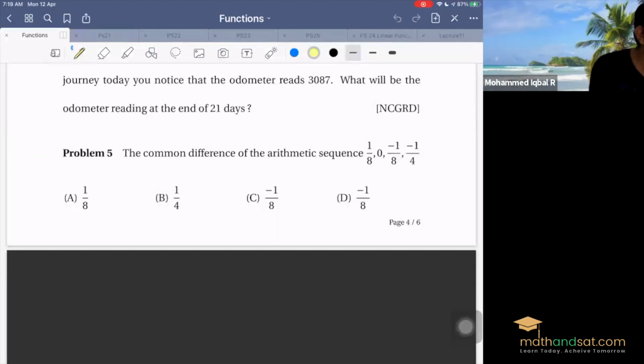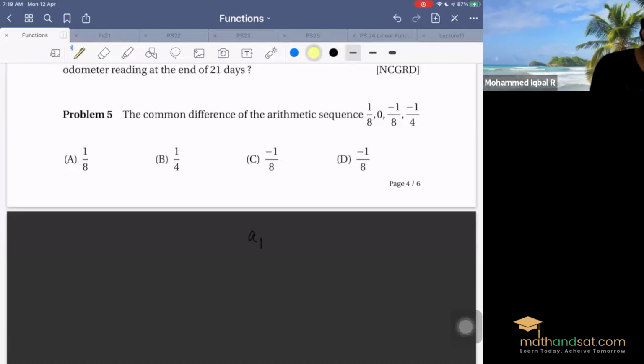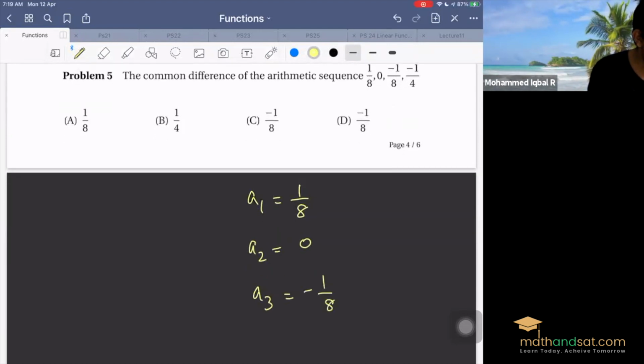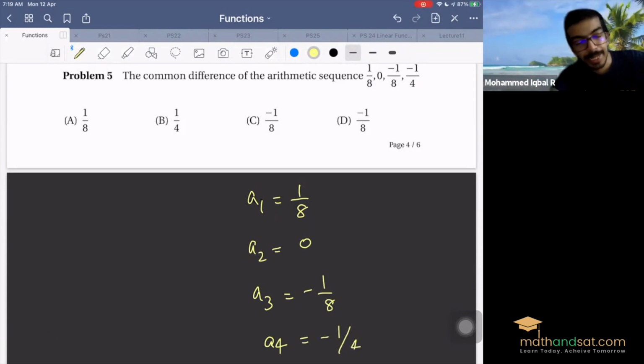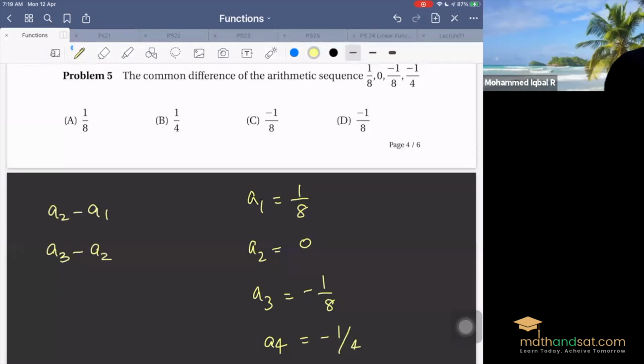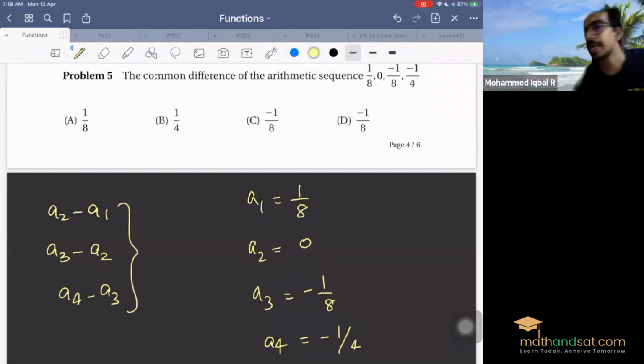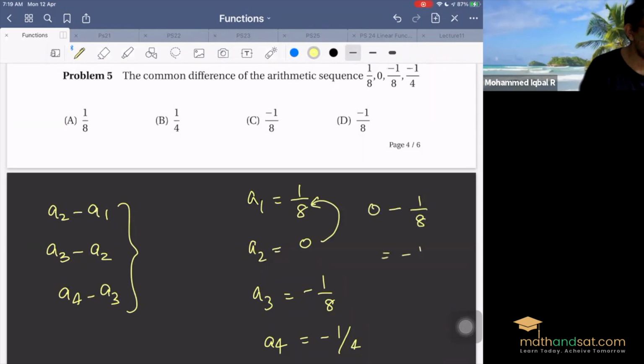So we call the first term 1/8, the second term is 0, the third term is minus 1/8, the fourth term is minus 1/4. The common difference will be obtained by taking the difference between any two consecutive terms. So A2 minus A1, A3 minus A2, A4 minus A3, all this will be the same. Only if they are the same, it will be called an arithmetic progression or arithmetic sequence. In this case, to get the common difference, you just subtract 0 minus 1/8. The answer is minus 1/8.